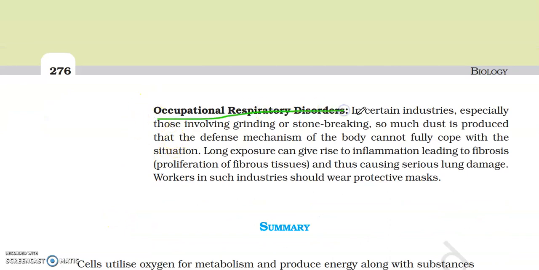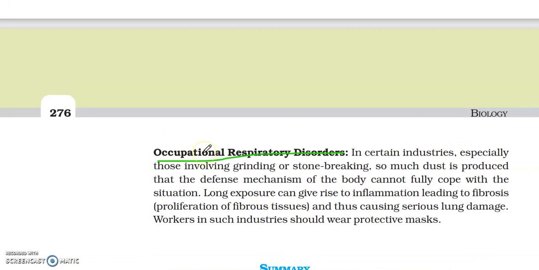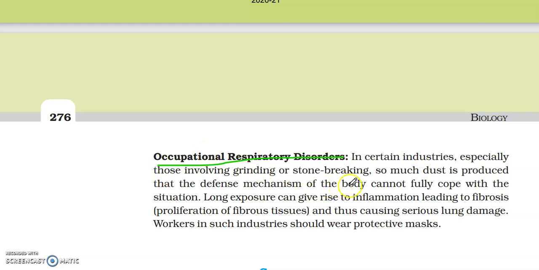Occupational respiratory disorders. In certain industries, especially those involving grinding or stone breaking, so much dust is produced that the defense mechanism of the body cannot fully cope with the situation. Long exposure can give rise to inflammation leading to fibrosis, proliferation of fibrous tissues and thus causing serious lung damage. Workers in such industries should wear protective masks.